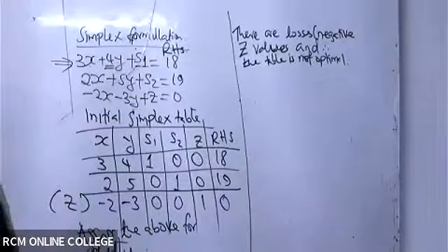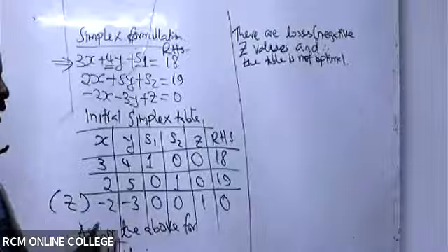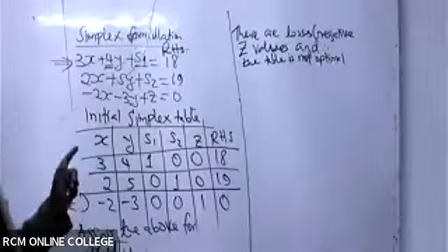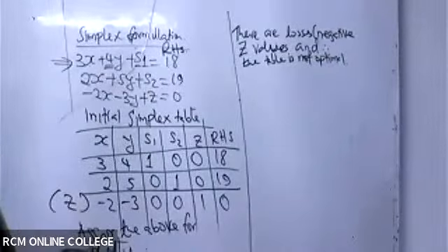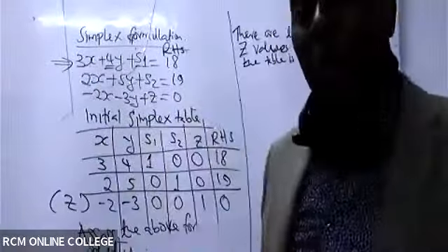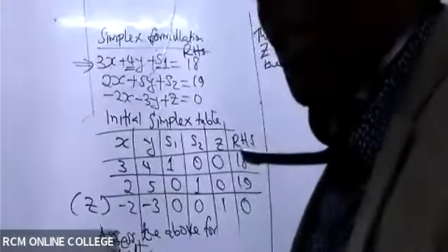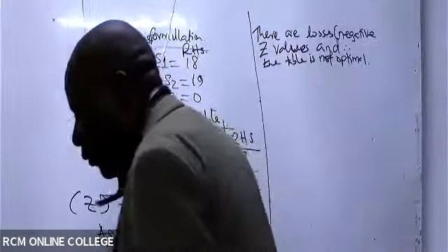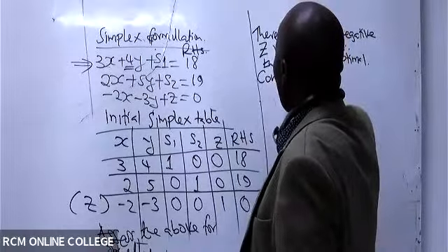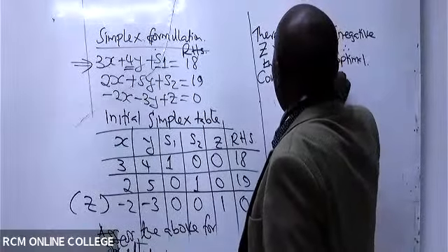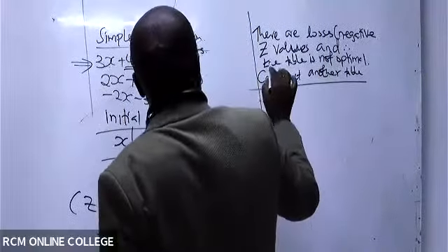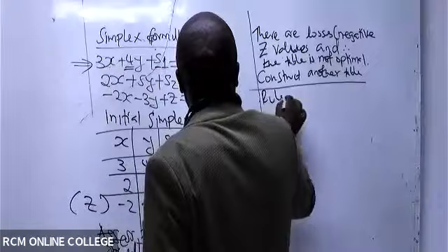So remember this is the Z, the last row. In this case we can see that there are losses, -2 and -3, meaning that this table cannot be optimal. Therefore, I would want to run away from those losses. Let's construct another table. How do we construct another table? There are rules of the game.